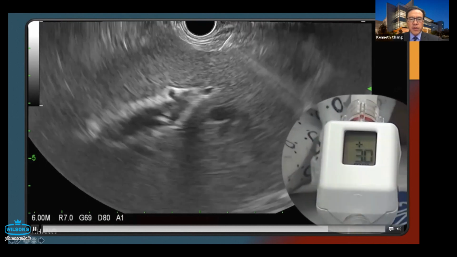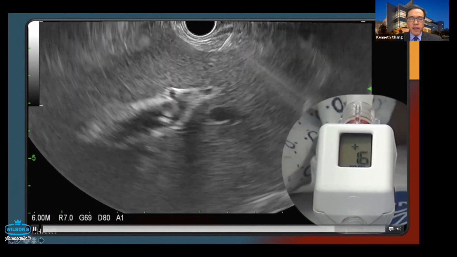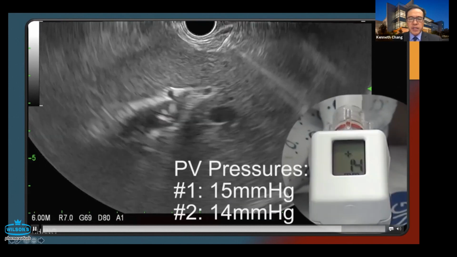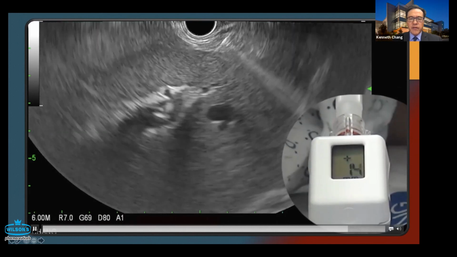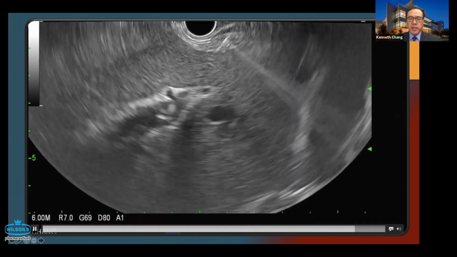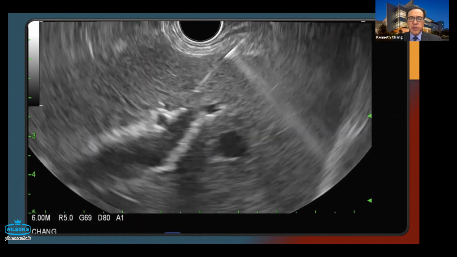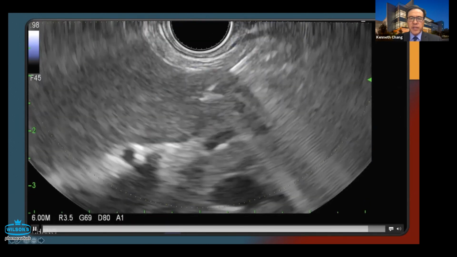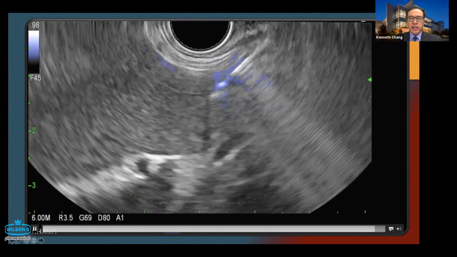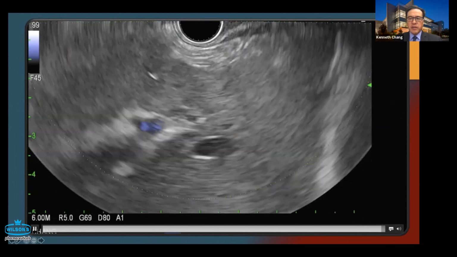This is the umbilical portion of the left portal vein, and the pressure measurement is then obtained. Here we're getting 15, 14, and 14. So again, quite precise. The needle is brought back into the liver. We make sure there's no flow in the needle track, and then we can safely remove the needle.